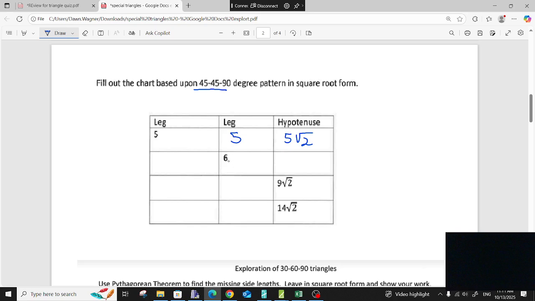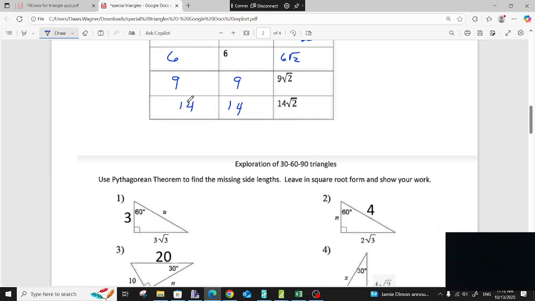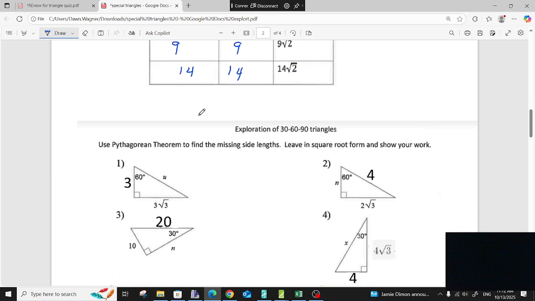If one leg is 6, what's the other leg going to be? So what's the hypotenuse going to be? Very good. If I know the hypotenuse is 9 square root 2, each of these would be 9s. If the hypotenuse is 14 square root 2, what would it go here? 14. Now you understand?